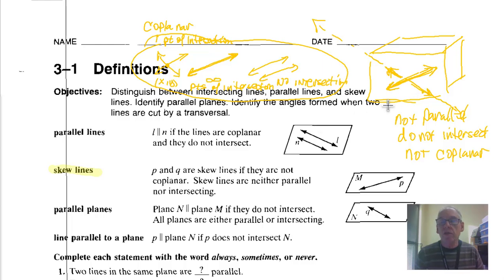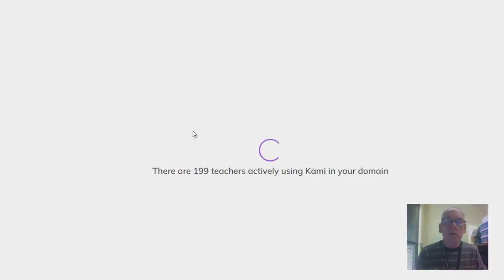So the skew case is the one time when you have two lines that don't intersect, yet are not in the same plane with each other. So that's a good one to know. Let's move on and see what we have coming up with the rest of these.